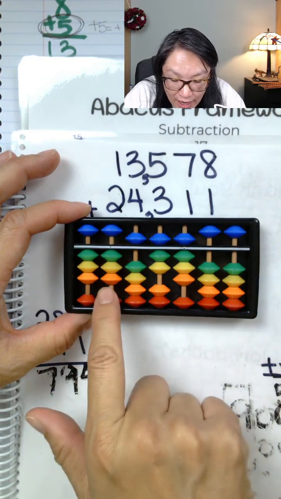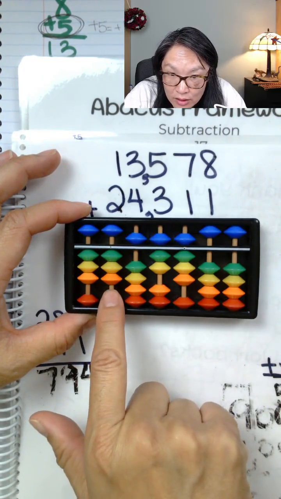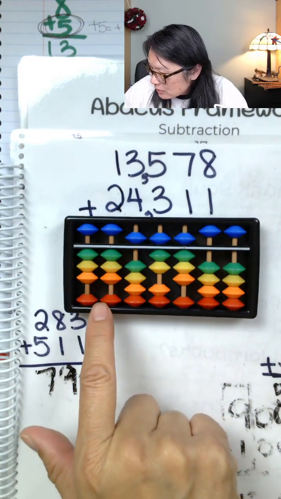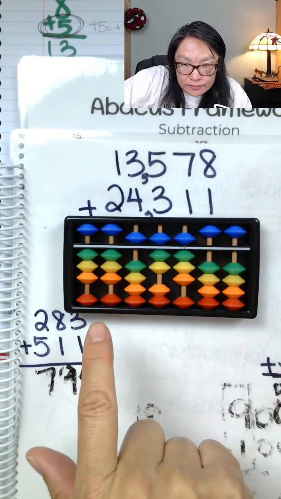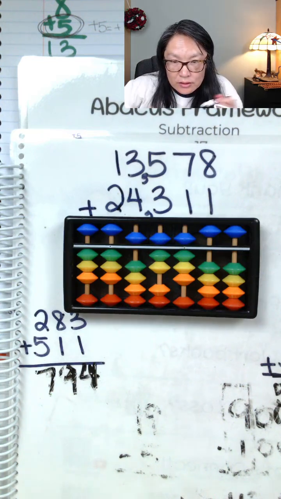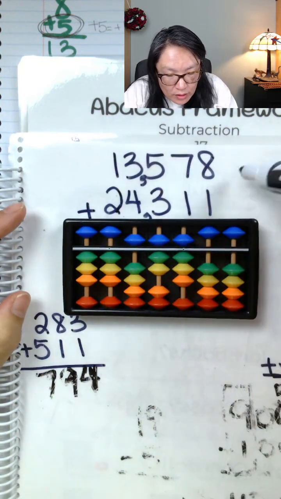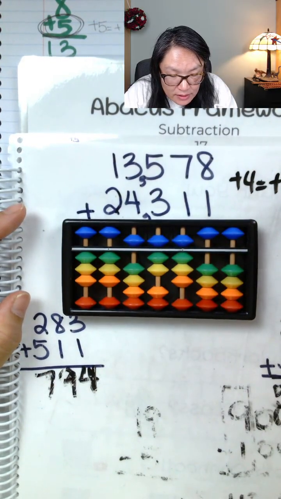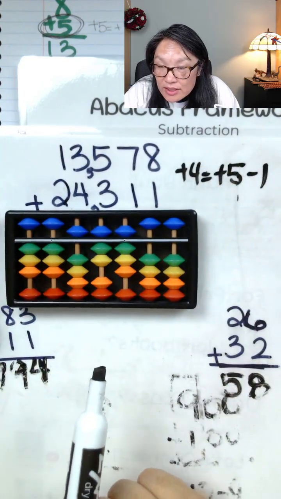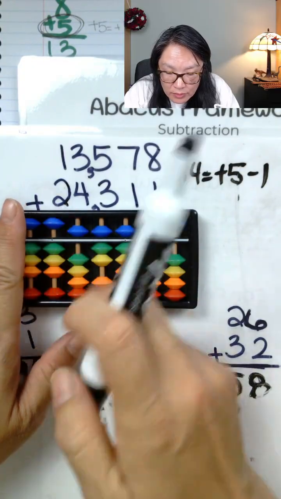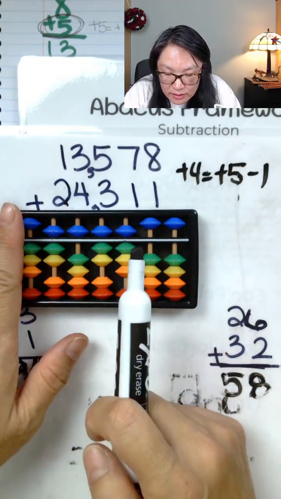Yes, we can add the 4. How do we add the 4? Do you remember how to add the 4? Plus the 5 minus 1. Oh, you can't see that. Plus the 5 minus 1. Right here, plus the 4. Right? Plus the 5 minus the 1.